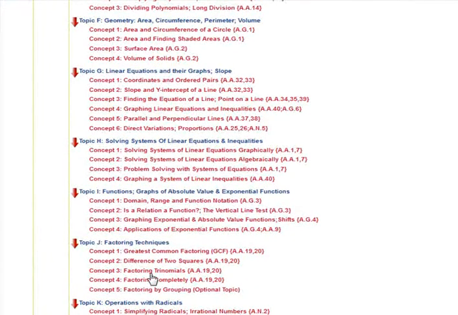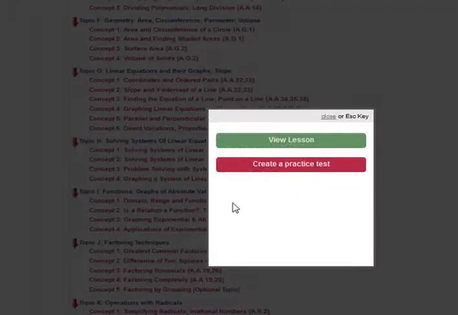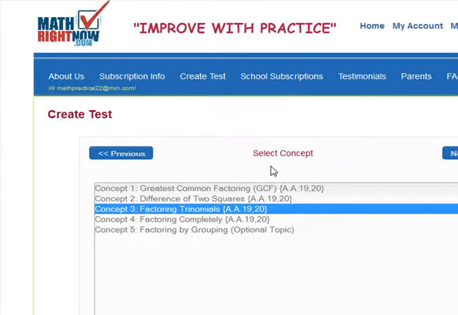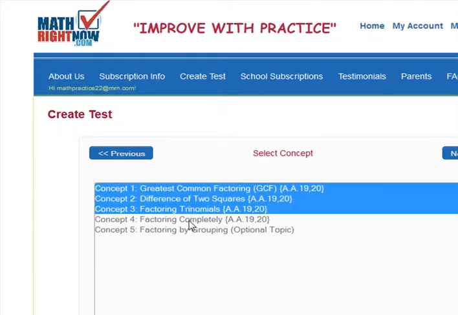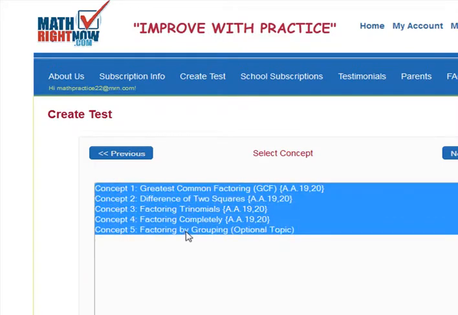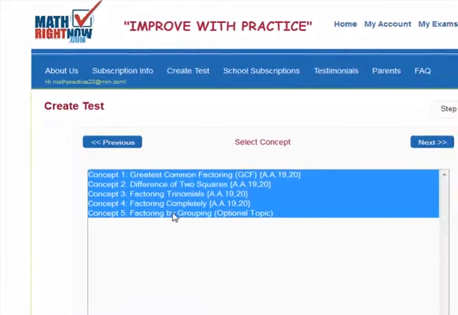So if we went back to factoring trinomials, you can then click Create a Practice Test, and notice that factoring trinomials has been selected. If you were preparing for a test and you have a test on, let's say, all types of factoring, you can certainly pick additional concepts in which to practice. And this will create a random test that will only contain questions from these specific concepts.